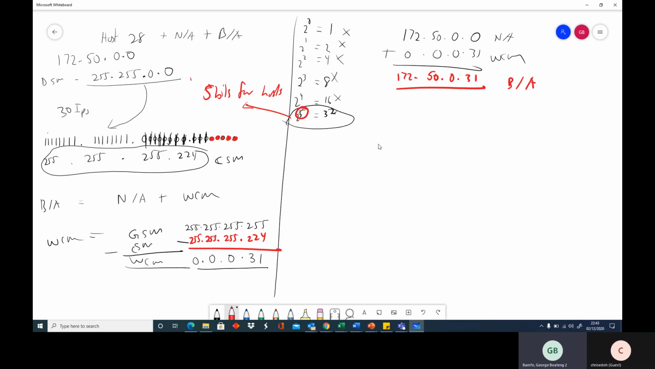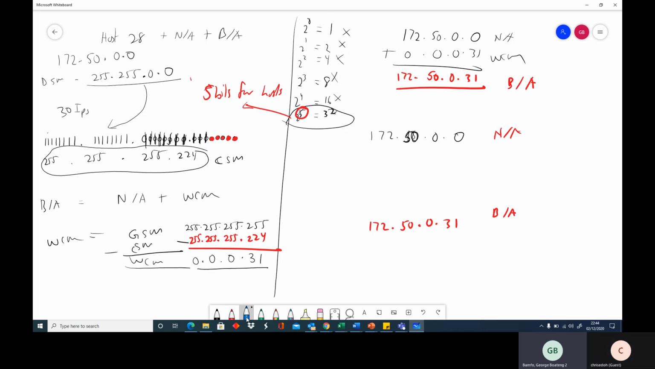So tell me now, this is your turn. You're going to tell me the usable range. Your network address is 172.50.0.0. Your broadcast address is 172.50.0.31. So this is the network address, and this is our broadcast address.